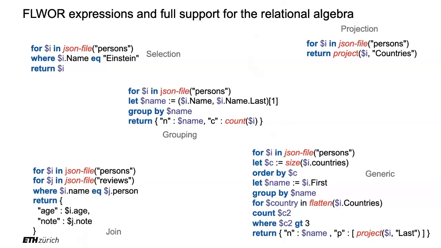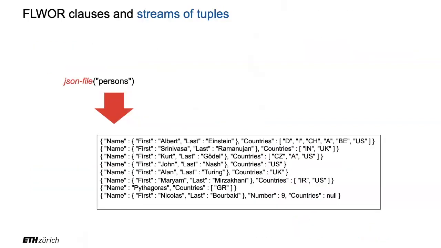Then what about the execution of the flowers, right? Because I was talking about expressions. What about the clauses? So you know that the clauses in flower expressions, they manipulate these tuple streams, right? That it flows top down, and every clause takes a tuple stream and outputs a tuple stream, right? It doesn't matter if it's selection, projection, grouping, joining, generic, and so on.